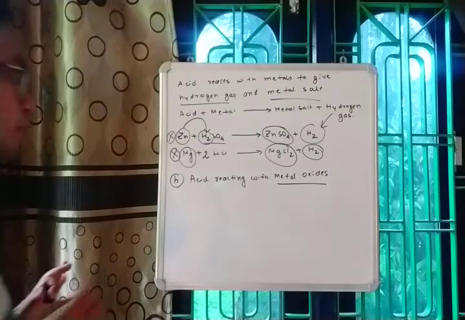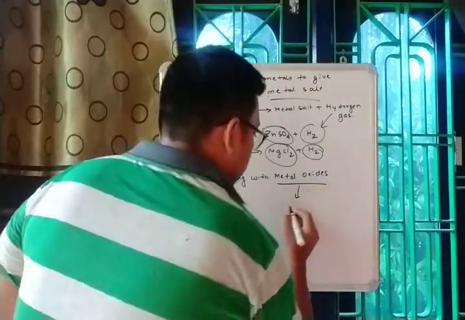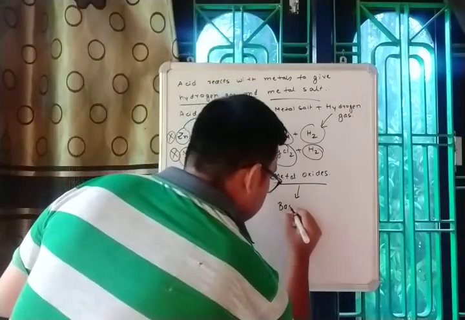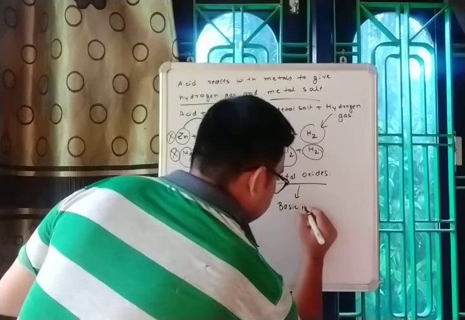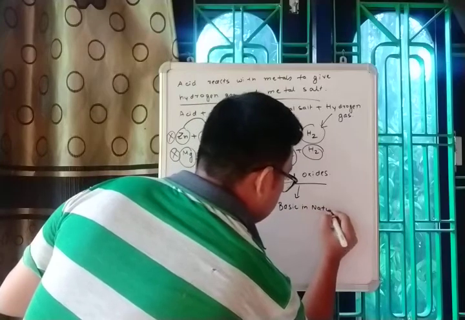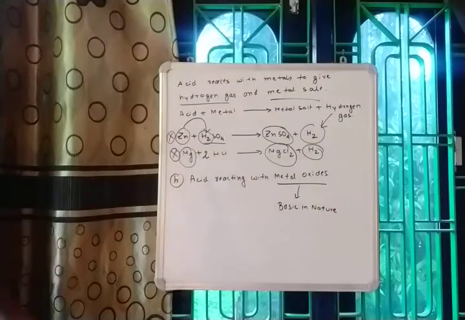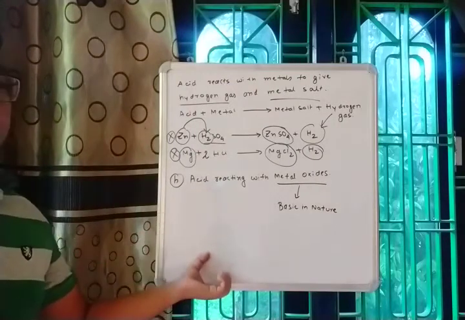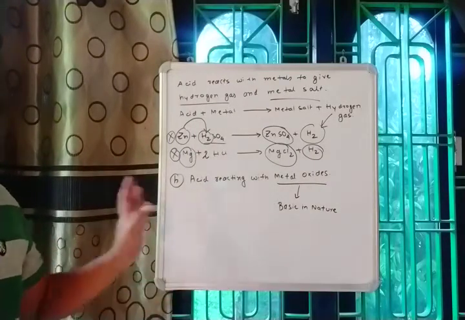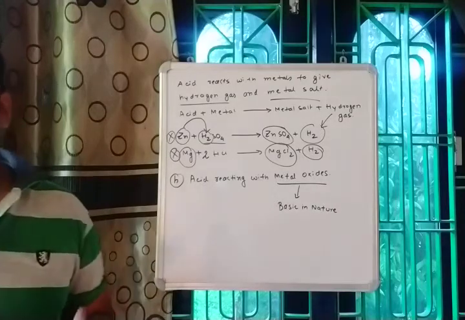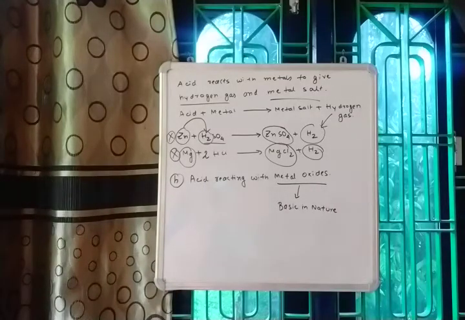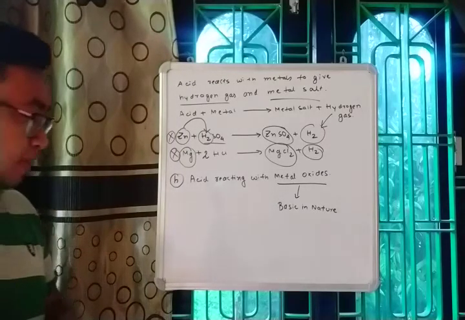Now listen carefully. Metal oxides are said to be basic in nature. The metal oxides that I have just written here, all these metal oxides are basic in nature. This is the character of metal oxides. They have some basic nature within themselves. That means whenever they get the opportunity, they will act like a base. That is why they are said to be basic in nature.